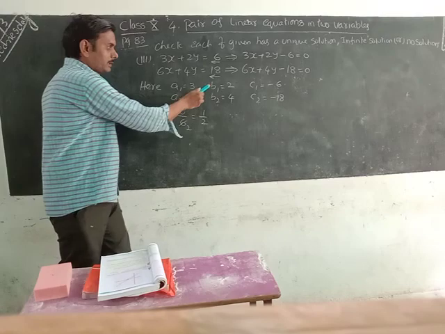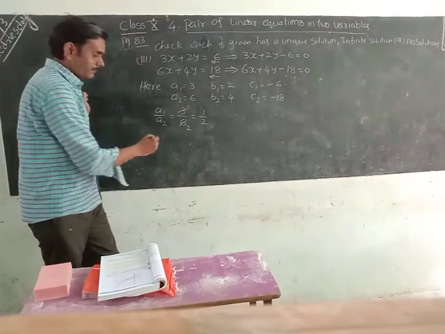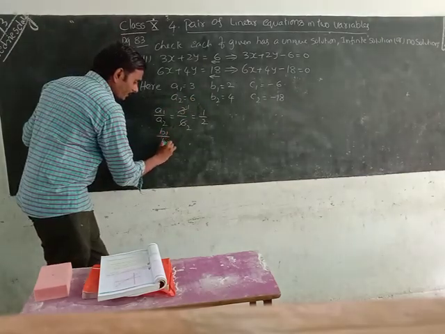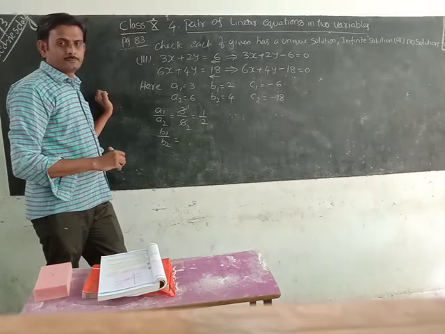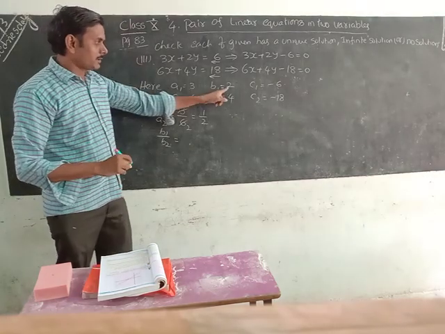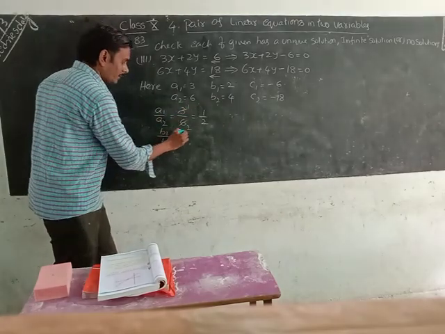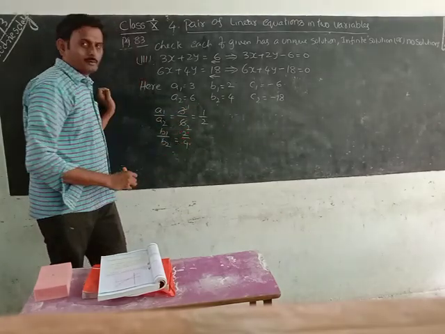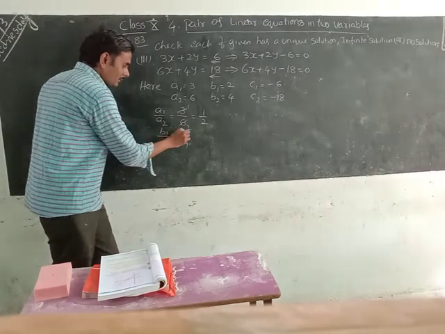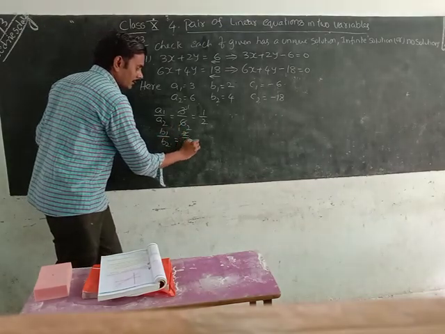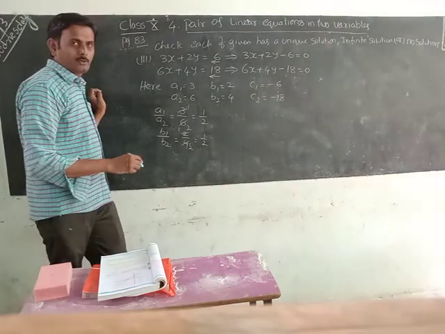Go for the next ratio, B1 by B2. B1 value how much here? 2. B2 value how much here? 4. B1 by B2 means 2 by 4. Is there any cancellation? We can cancel: 2 ones are 2, 2 twos are 4. That means 1 by 2.